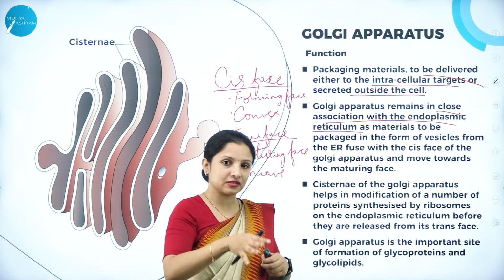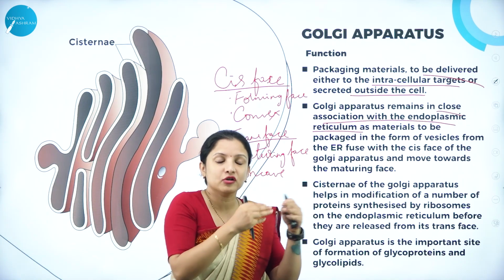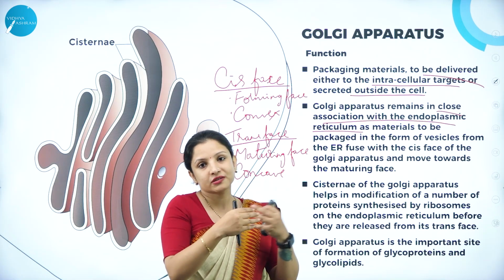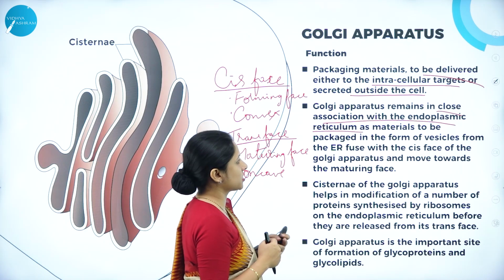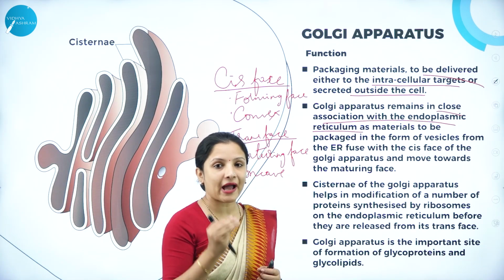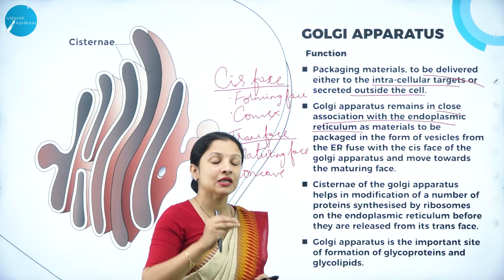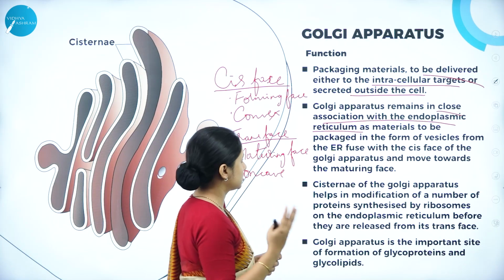So wherever the endoplasmic reticulum is there, near that only the Golgi apparatus should be there, because both have functions which are interconnected to one another. They depend on each other for a particular function. So what is that? I told you the Golgi apparatus helps in packaging of material, or it helps in delivering the packaged materials either within the cell or outside of the cell.